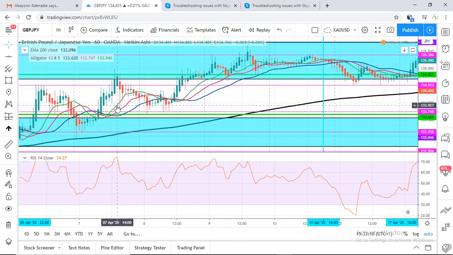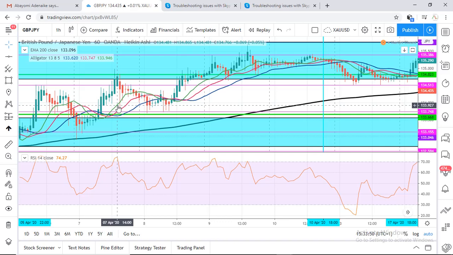So the green, which is the EMA 5, is the lip. The red, which is EMA 8, is the teeth. And the blue, which is EMA 13, is the jaw of the alligator. So you can imagine an alligator having a jaw. This is the jaw of the alligator, this is the teeth of the alligator, and this is the lip of the alligator.